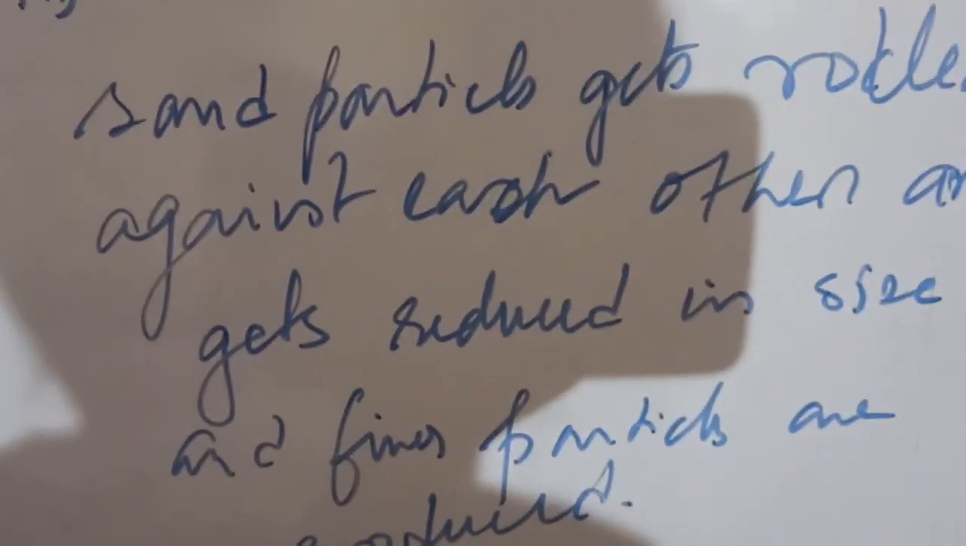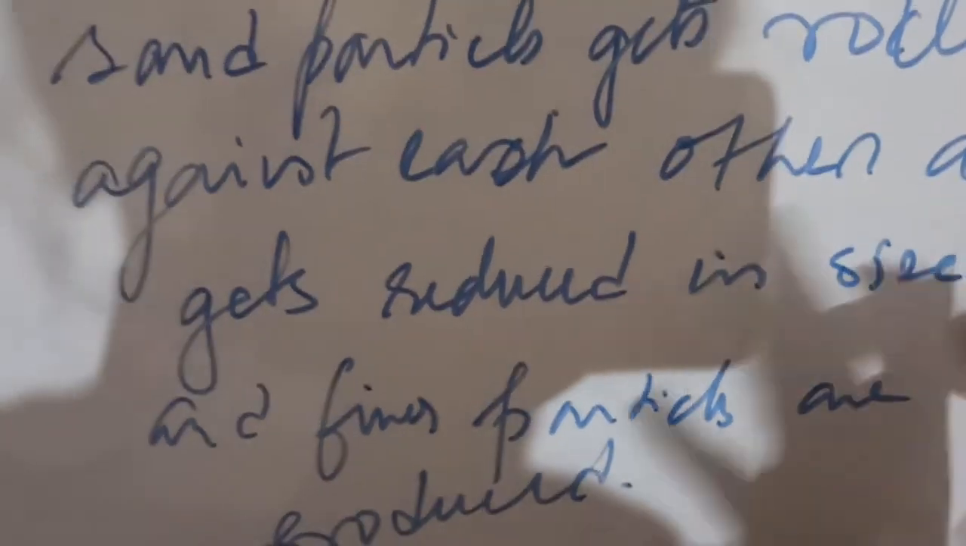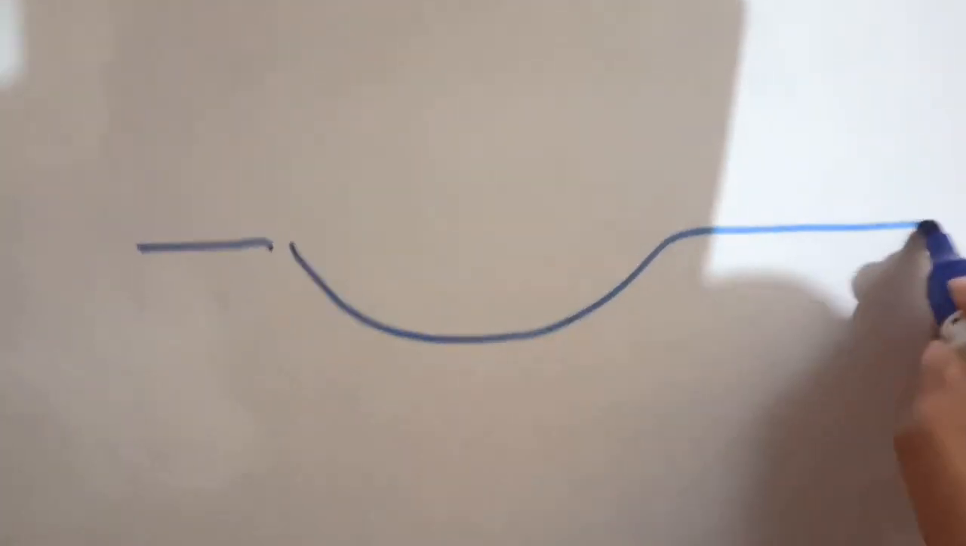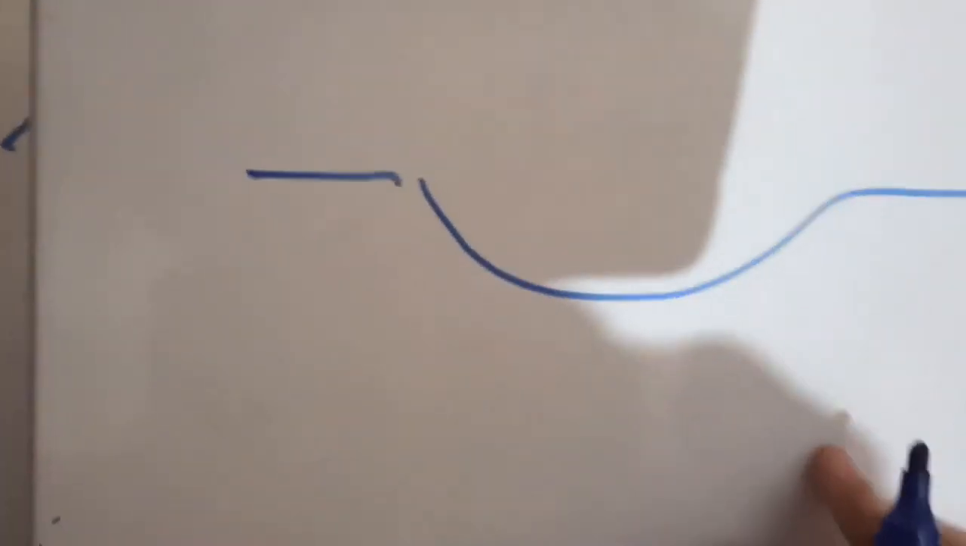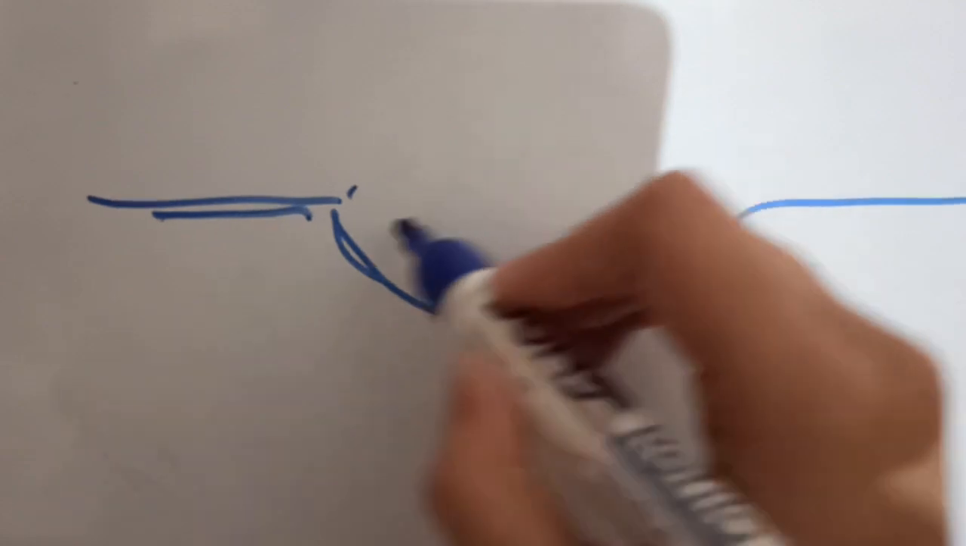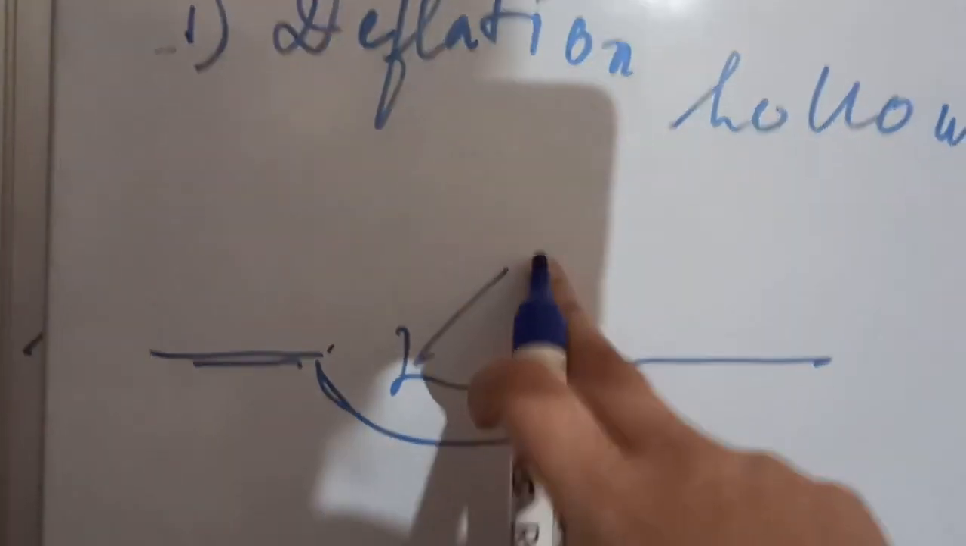Okay, now I'll go into details about the landforms that are formed by this. The first feature that we have under wind erosion is the deflation hollow. So what is a deflation hollow? When the wind blows unobstructed in the desert region, it sometimes blows away the sand particles and produces a depression like this, and we call this depression the deflation hollow.